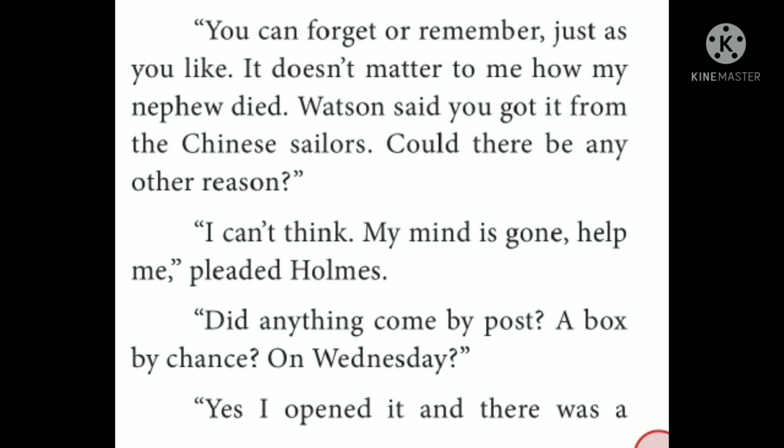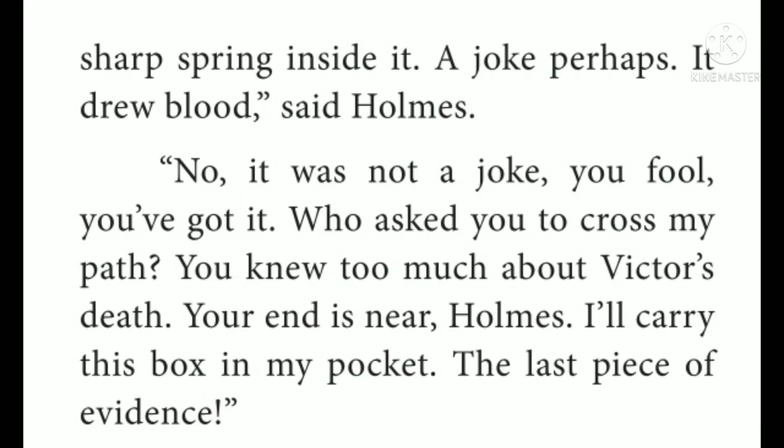Since Smith thought Holmes was going to die, he openly accepted his evil action and decided to take the ivory box with him. And there was a sharp spring inside it.